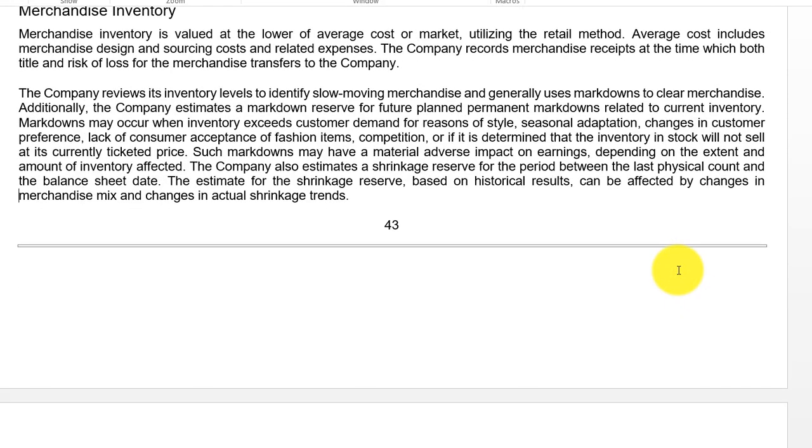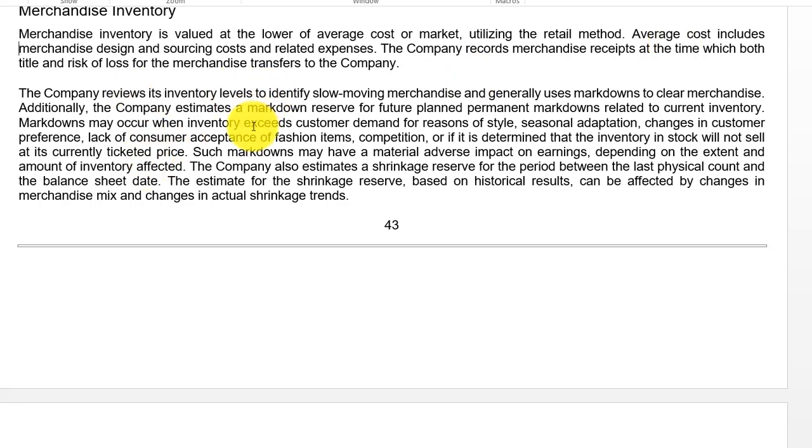Inventory is the next one, and you see that it is valued at lower of cost or market. That is a form of measurement. So we recognize inventory, that's the stuff we're going to sell, and the value or the measurement of it is average cost using the retail method. And fortunately for you, we're going to learn all about that a little later. Okay, they use an average, not a FIFO, not a LIFO, but average.